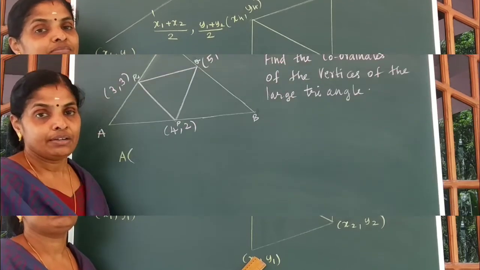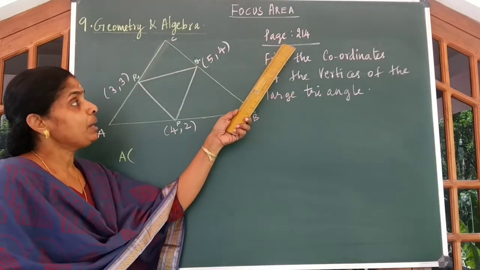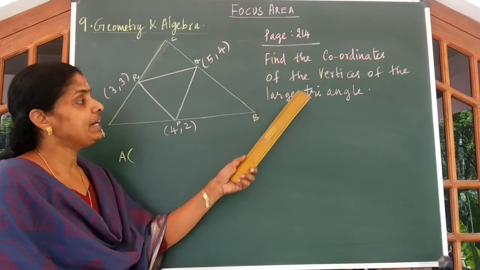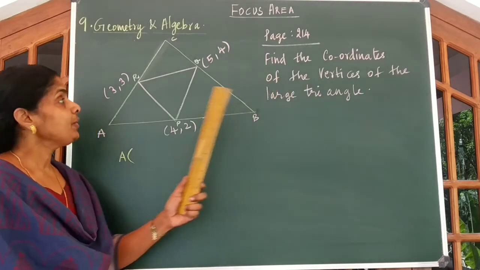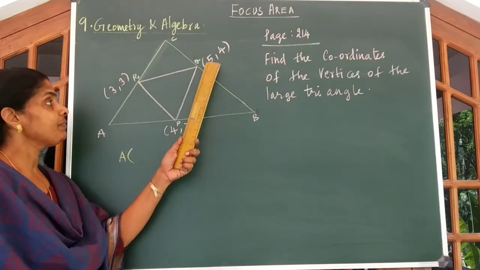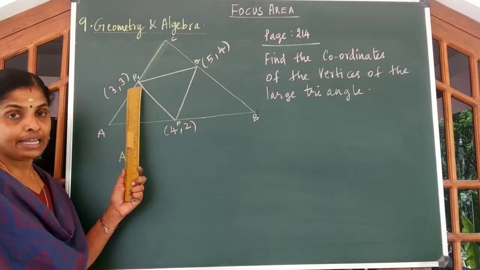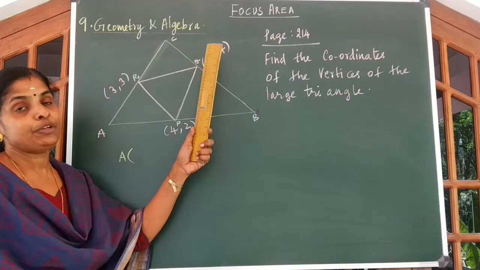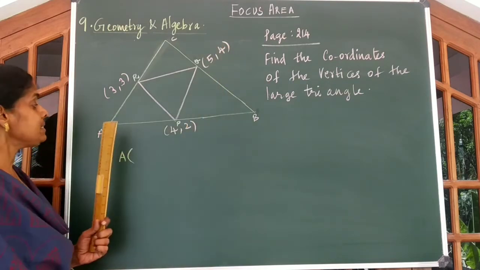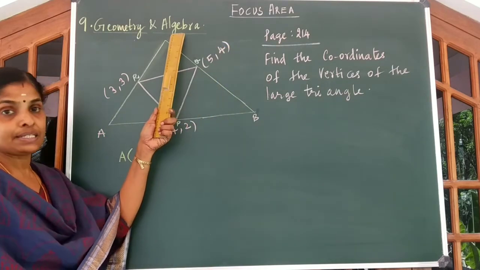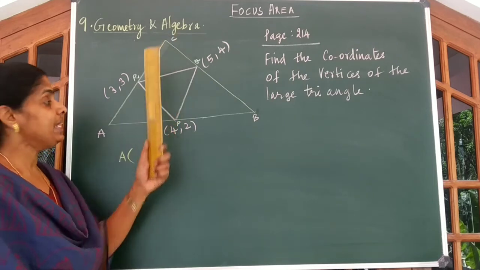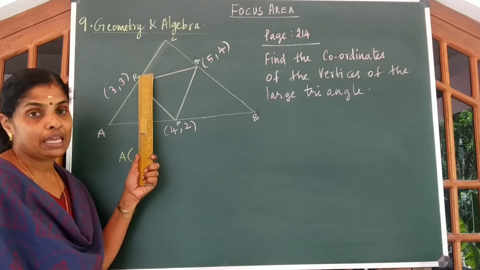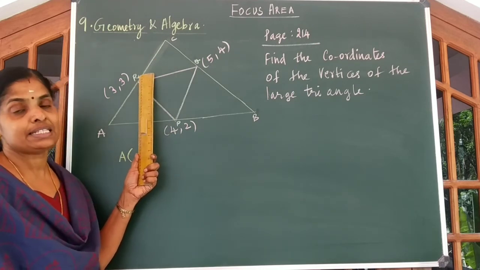Okay. We are discussing a question on page number 214. Find the coordinates of the vertices of the large triangle. You are given the midpoints of the triangle as (3, 3), (4, 2) and (5, 4), and we have to find out the vertices A, B and C. From the figure, you can understand A, P, Q, R to be a parallelogram. This is your 9th standard idea.